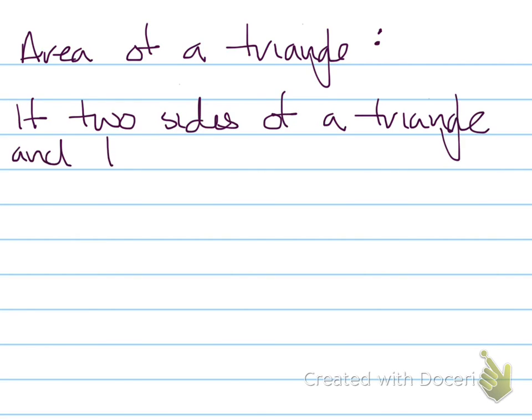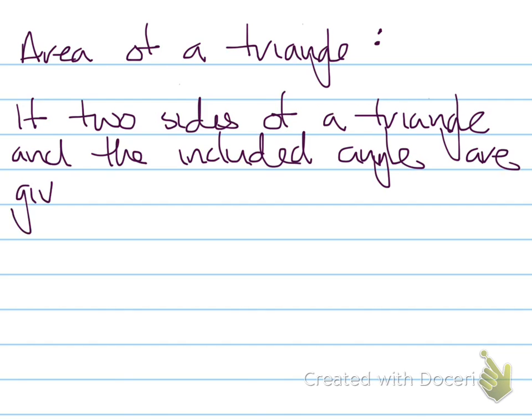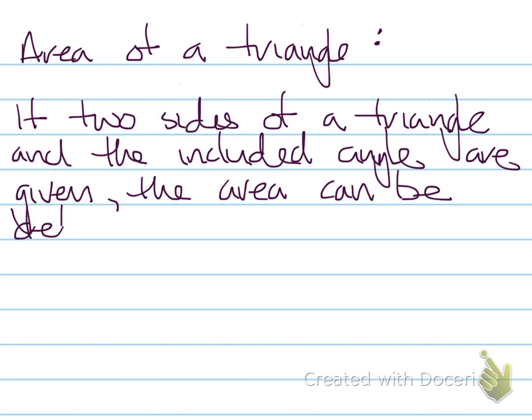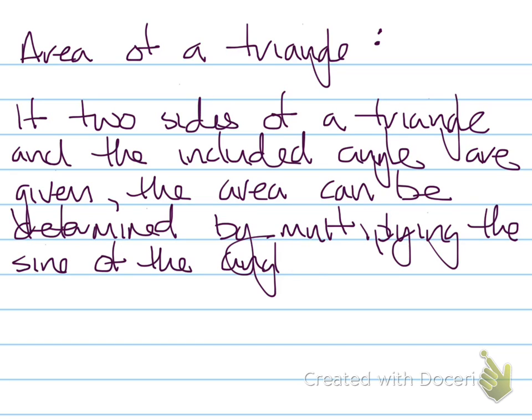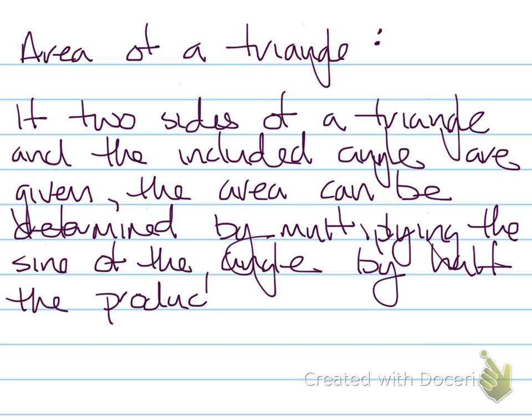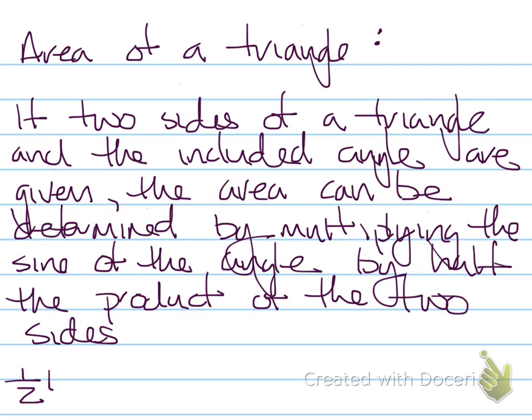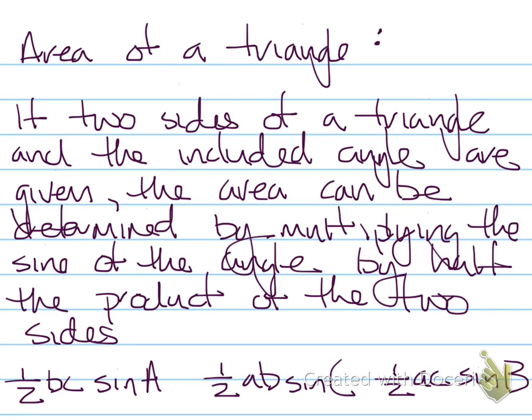We can also determine the area of a triangle if we know the measure of two sides of the triangle and the included angle. In that case, the area can be determined by multiplying the sine of the angle by half the product of the two sides.